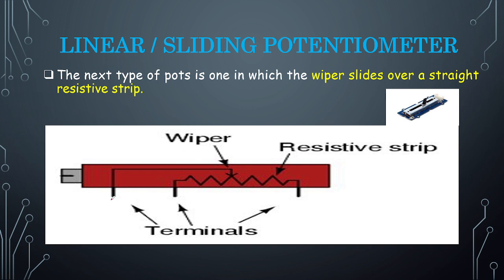You can see, this is the wiper, this is a linear or sliding potentiometer, and this is the resistive strip. Whenever the wiper moves from this point to this point, the resistive strip produces variations in the resistance. So this is a linear sliding potentiometer.